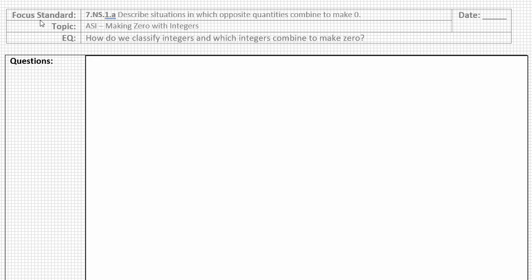For today's lesson, our focus standard comes from grade 7, the number system, standard 1A. Describe situations in which opposite quantities combine to make 0. The topic for this lesson comes from our new unit, adding and subtracting integers, making 0 with integers. Our essential question is, how do we classify integers and which integers combine to make 0?